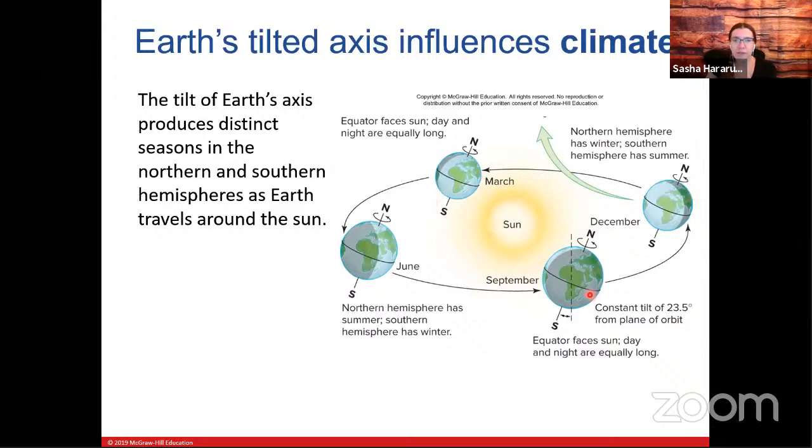Okay, is it confusing? Does it make sense why the Earth's tilt causes the seasons in the northern and southern hemisphere? So the seasons are basically caused by the Earth's rotation around the sun and the tilt. The tilt of the Earth is the cause of seasonality, why winter and summer are opposites in the northern and southern hemisphere.